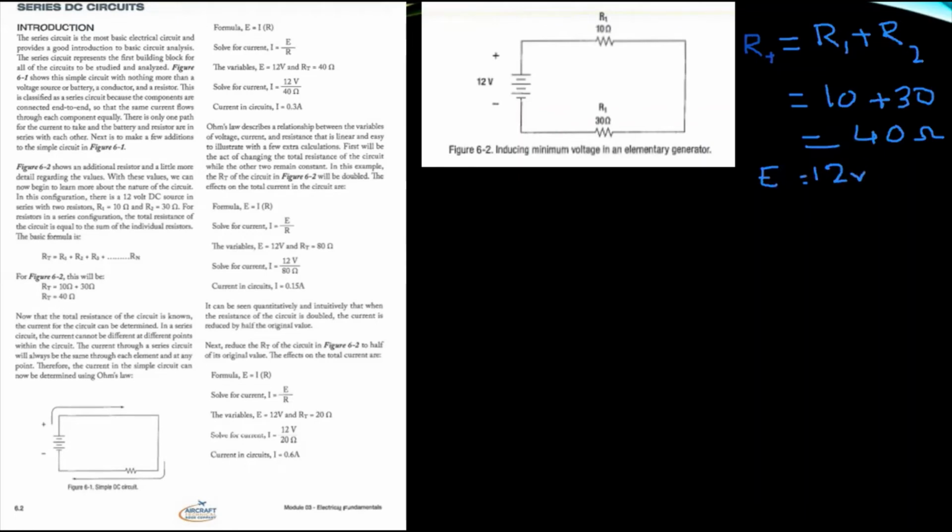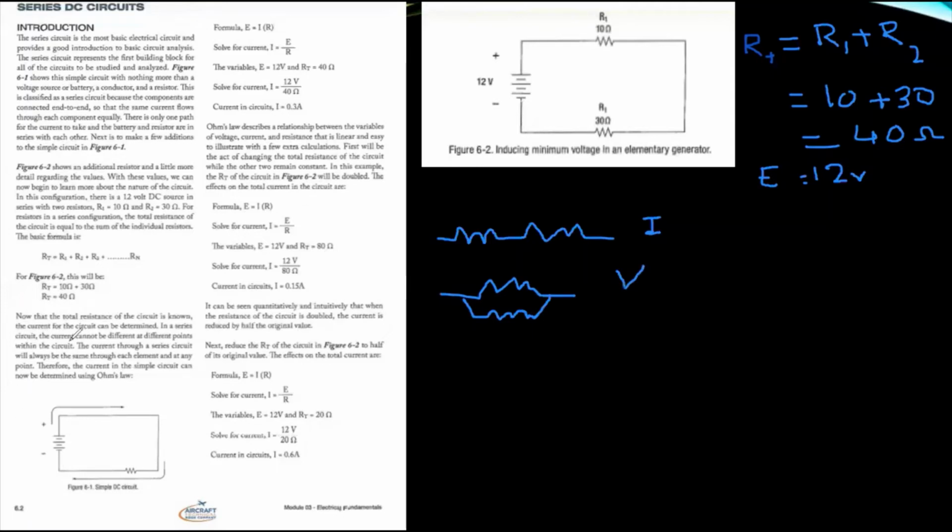And one more thing to remember is, if we have a series circuit like this, with two resistances connected in series, then the current I across this series resistance will be the same. If we have two resistors connected in series, then the current across them will be the same. And similarly, if you have two resistors connected in parallel, then the voltage across them will be the same.